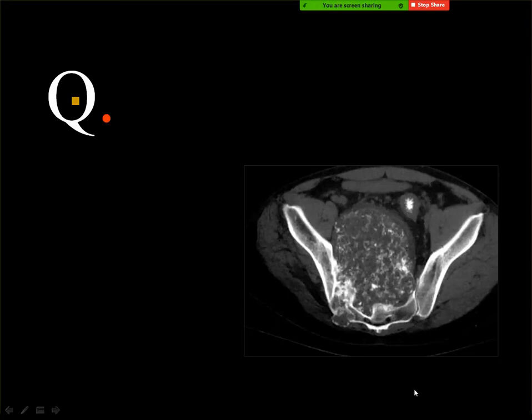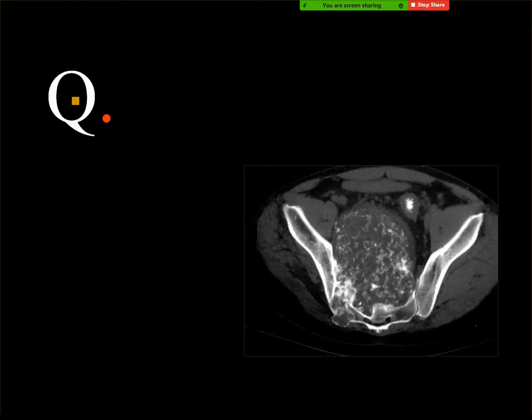Chordoma or metastasis. Okay, then I expected you to say chordoma or chondrosarcoma, actually. And metastatic deposits actually do not contain calcium unless they are coming from a bone tumor like osteosarcoma and chondrosarcoma.